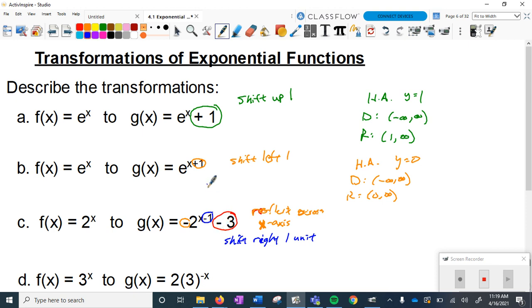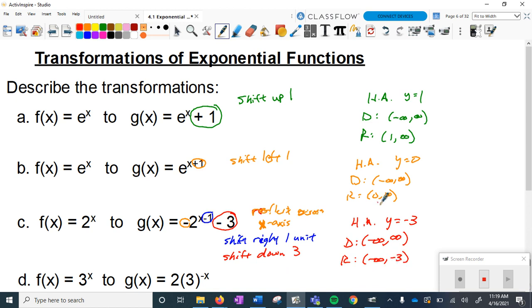Now the -3 at the end is a shift down 3. So now the horizontal asymptote is no longer at 0. Now it's going to be at y equals -3. The domain is still from negative infinity to positive infinity. So now let's think about it. We may have to take a look at the picture in just a second, but it got reflected, it got flipped over. So my range cannot go from 0 to infinity. It would go from negative infinity up to 0, but then I'm also shifting it down 3. So now that would be from negative infinity to -3.